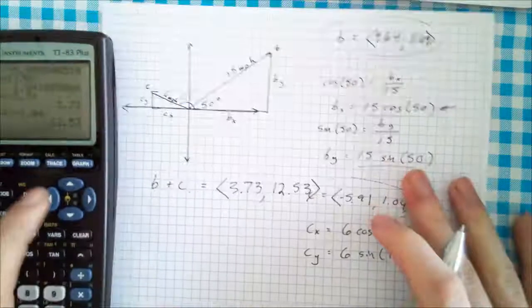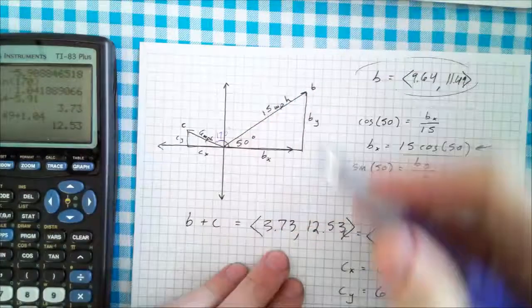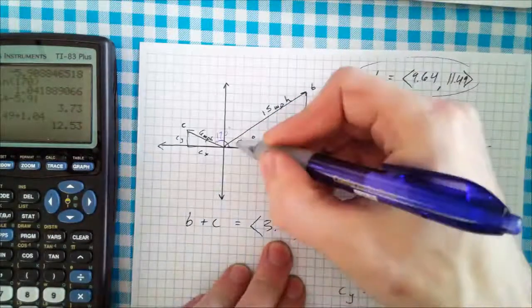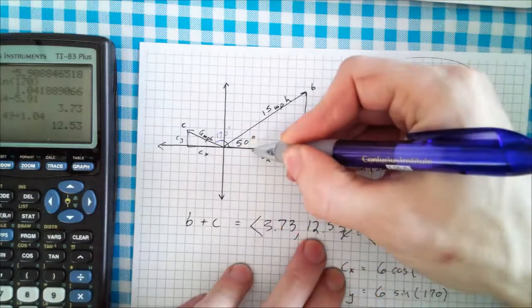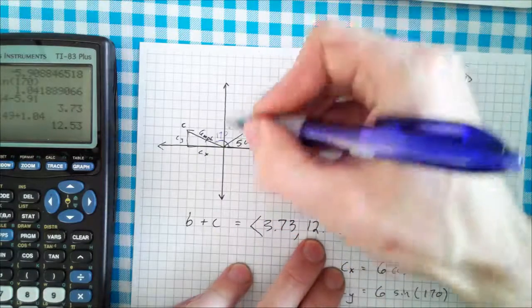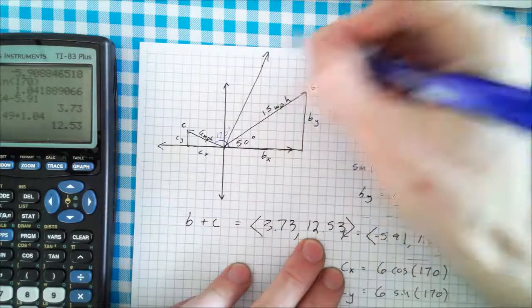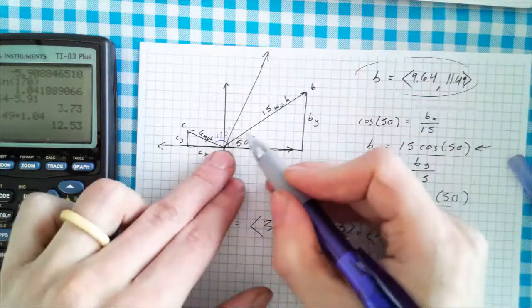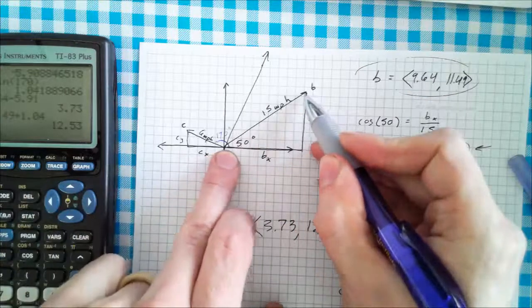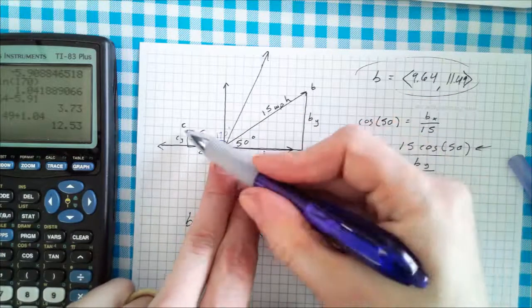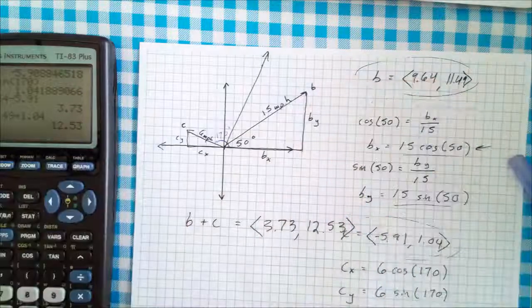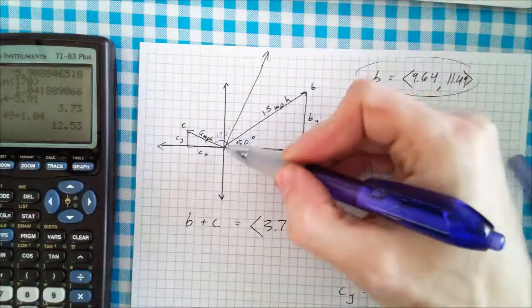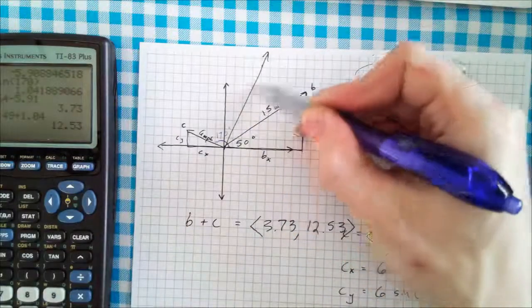12.53. So I could try to graph that, but I see that I'm going in the positive x direction 3.73 and in the positive y direction 12.53. So I'm probably doing something like this. This is the resulting action of my boat. It's going 15 miles an hour in that direction via the motor. It's going 6 miles an hour in that direction via the river. And so when those two forces act together, we're moving on this vector here.